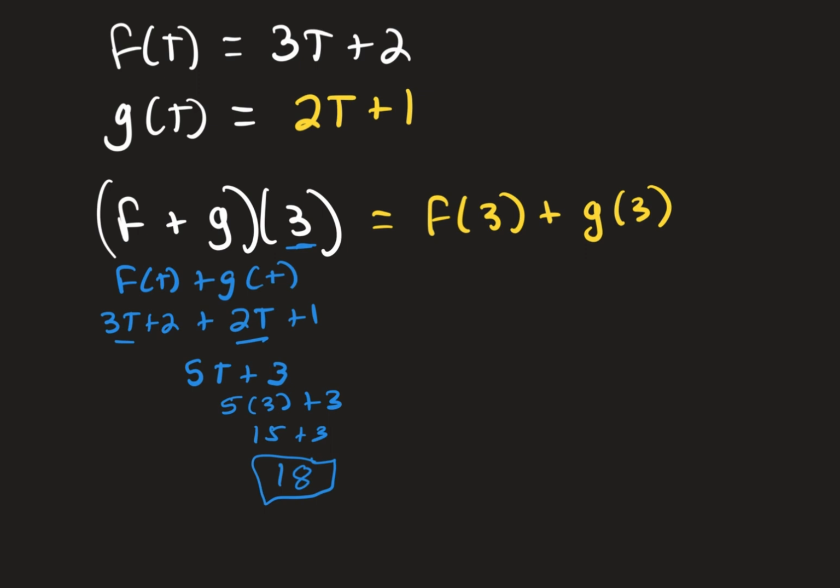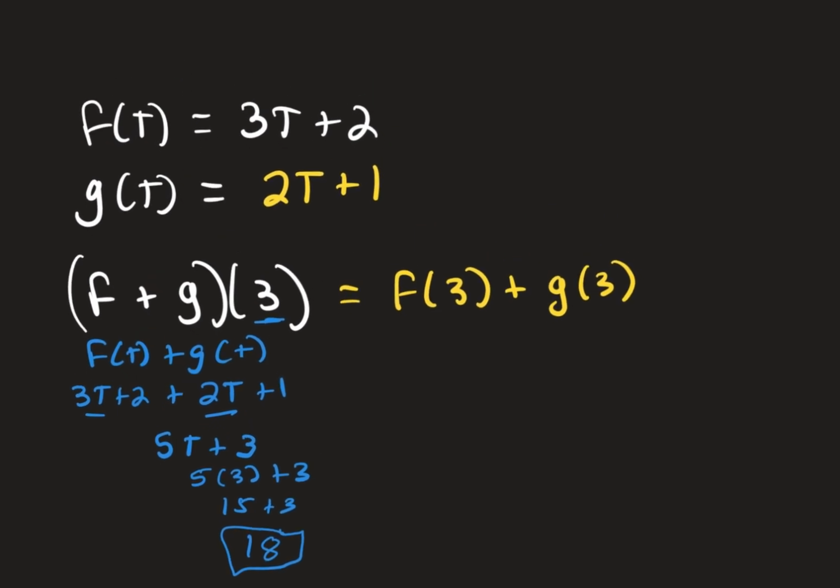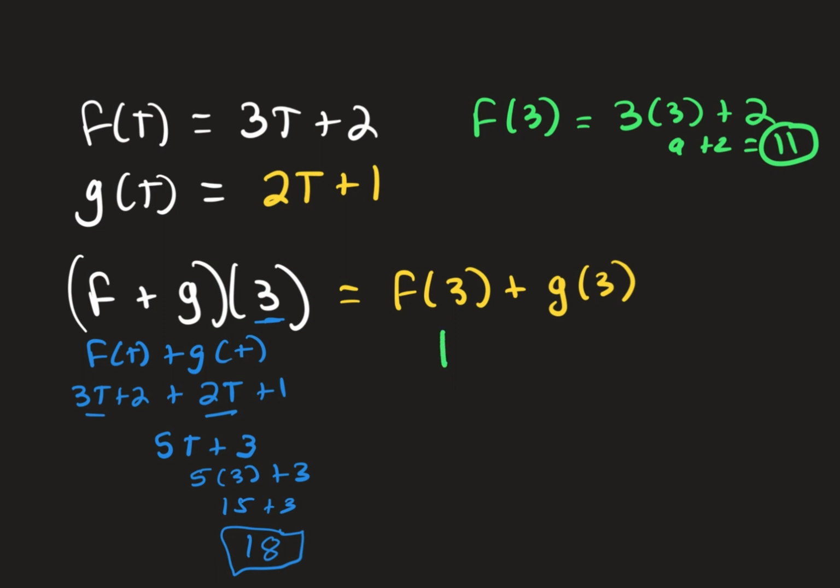So if I find f of 3, I'm just going to go up here and find f of 3. Anywhere I see a t, I'm going to replace it with a 3. So 3 times 3 plus 2. 3 times 3 is 9. 9 plus 2 is equal to 11. So now I know that f of 3 is equal to 11.